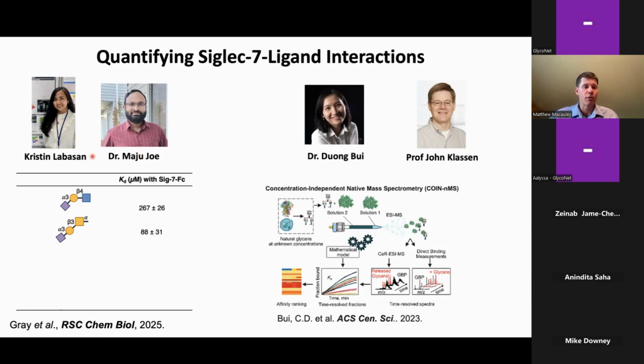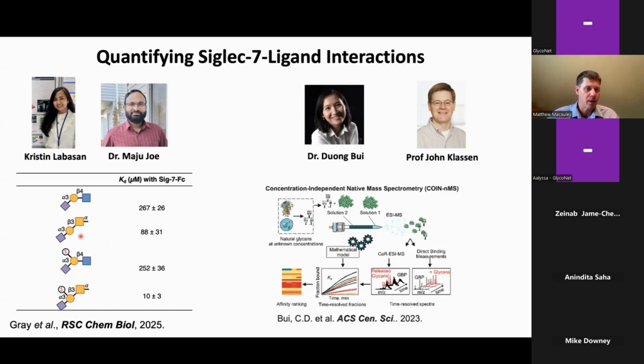Then Maju and Christine started stitching on some sulfates. And so here's just a touch of unpublished data that we're writing up now. We made a type 2 LacNAc with sulfate on it. And interestingly, this didn't really increase the affinity for Siglec-7. However, putting the sulfate on this Gal beta 1,3 GalNAc scaffold now greatly enhanced affinity.